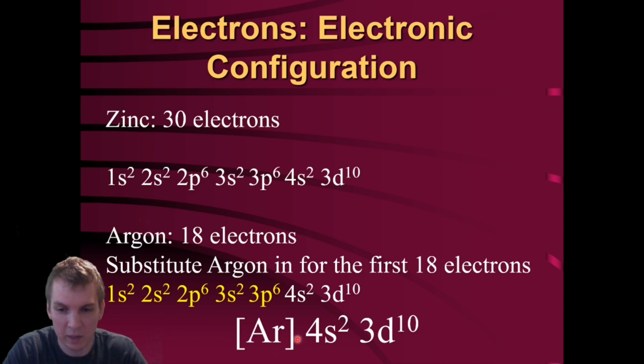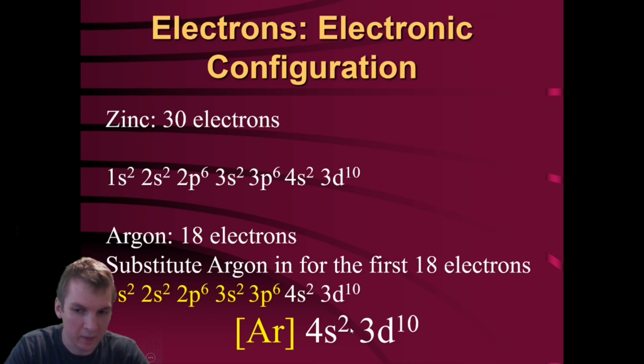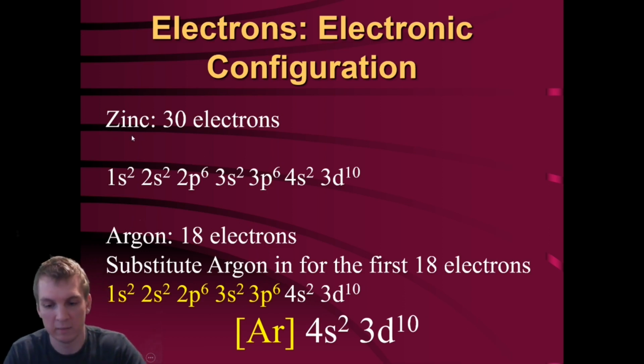Whatever's left over is what I have to write down after my symbol. So I substituted all of this for Ar. Maybe I should have made this yellow. Let me go ahead and make that yellow right now. And the remainder has to be written down after that. So argon, which is 18, plus 2, that's 20, plus another 10, that's 30. 30 electrons, that identifies the element zinc.